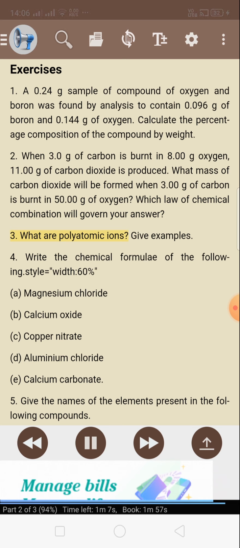3. What are polyatomic ions? Give examples. 4. Write the chemical formula of the following. A. Magnesium chloride. B. Calcium oxide. C. Copper nitrate. D. Aluminium chloride. E. Calcium carbonate.